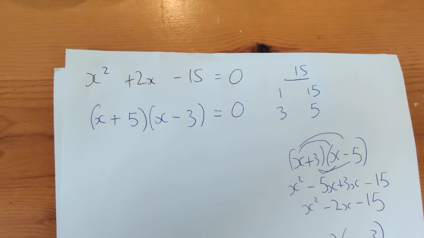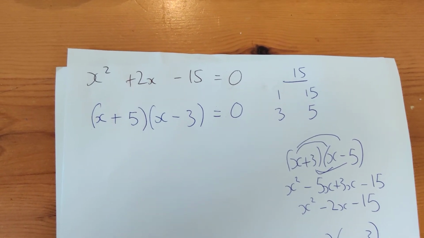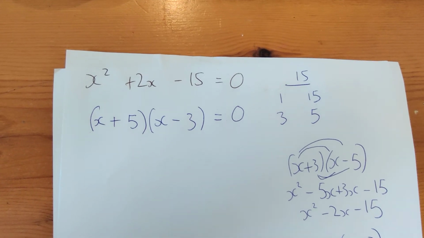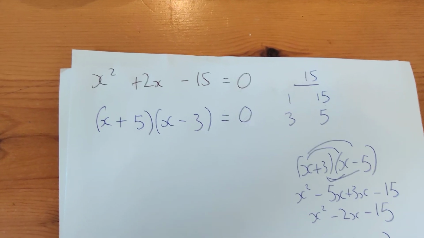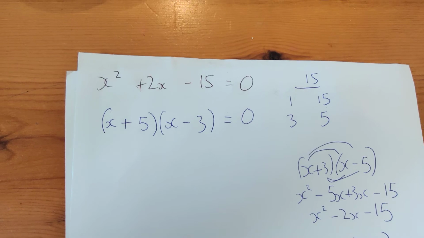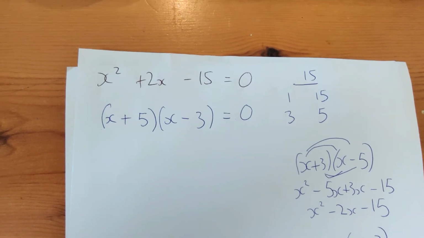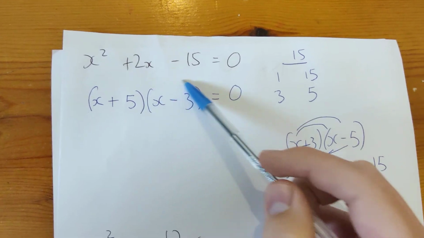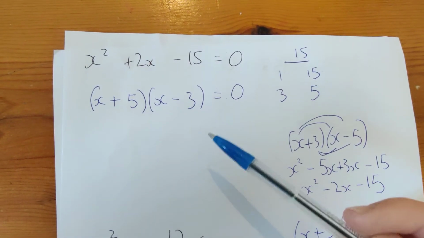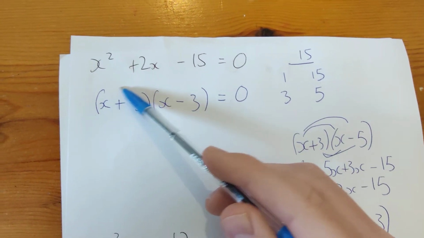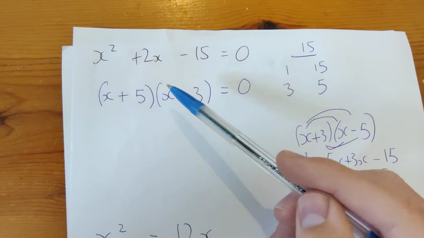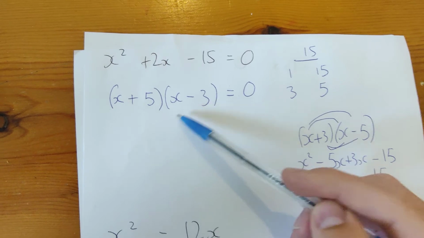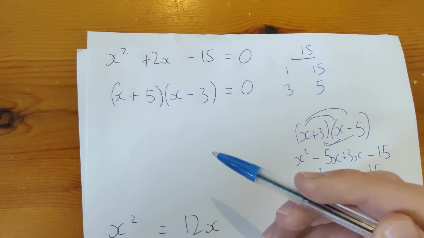Now, whenever I have 2 things multiplying together to equal 0, one of them has to be 0. If you try and think of any pair of numbers that multiply together to make 0, one of them is always 0. So if this bracket here is being multiplied by this bracket here to equal 0, either this bracket has to be 0 or this bracket has to be 0. Otherwise, they can't multiply together to equal 0.